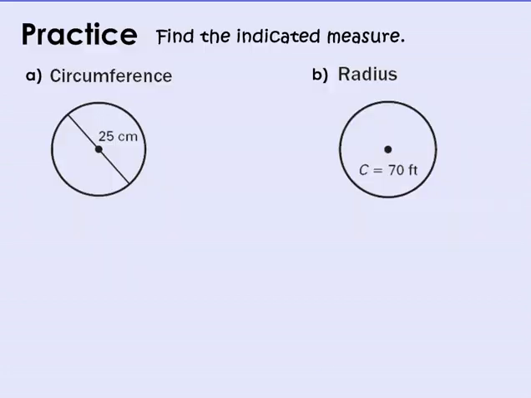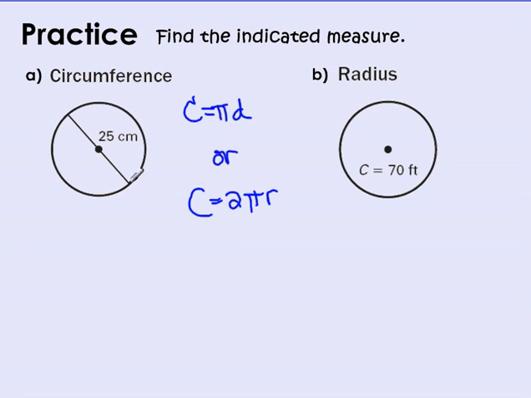Let's try a couple practice problems. So first, we need to make sure we understand how to find the circumference of a circle, and if you're given the circumference, how to find the radius of it. So circumference, we said, is found by pi times diameter, or 2 times pi times your radius.